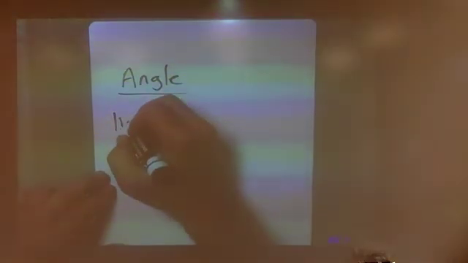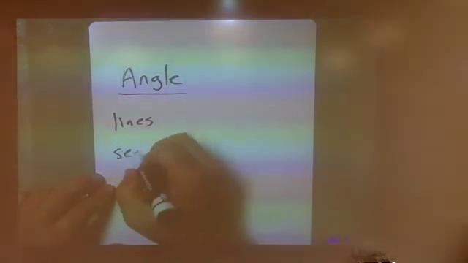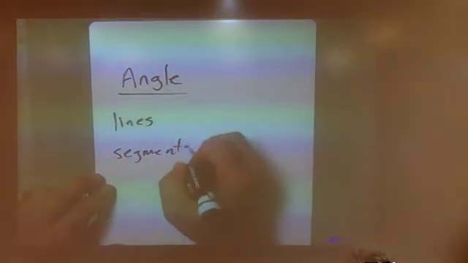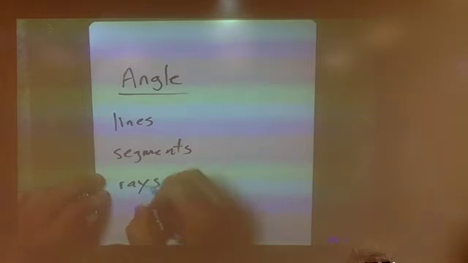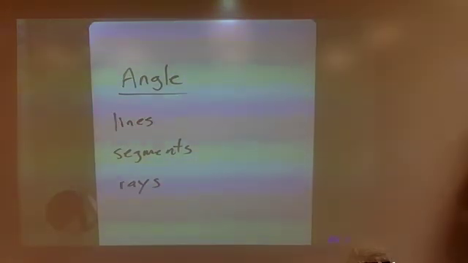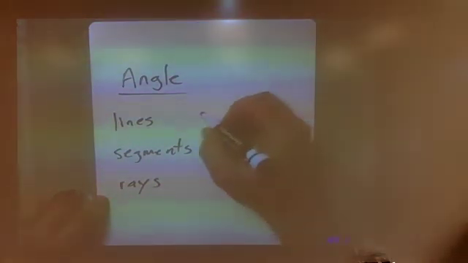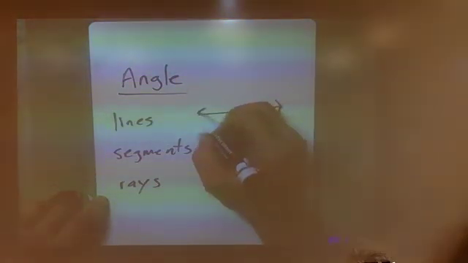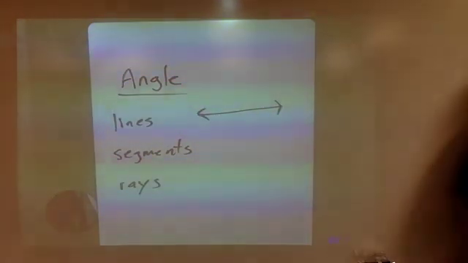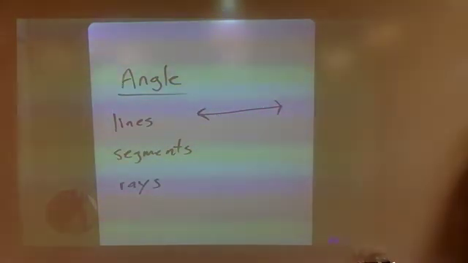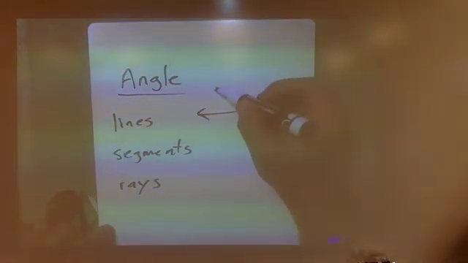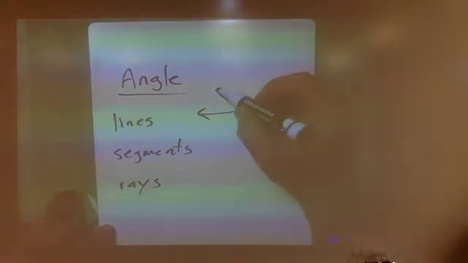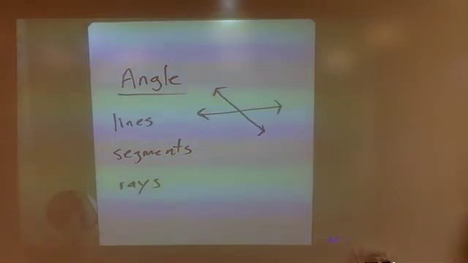All right, an angle can actually be made 3 different ways. It can be made with lines, it can be made with segments, and it can be made with rays. So if you make it with lines, here's a line, it's got an arrow on each end, goes in every direction, or it goes in each direction forever. If you cross that with another line, now you've technically made 4 angles.